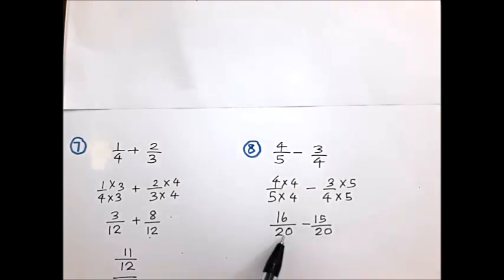Now you can see same denominator. It is 20. Then subtract numerators. 16 minus 15. It is 1. Answer is 1 over 20.